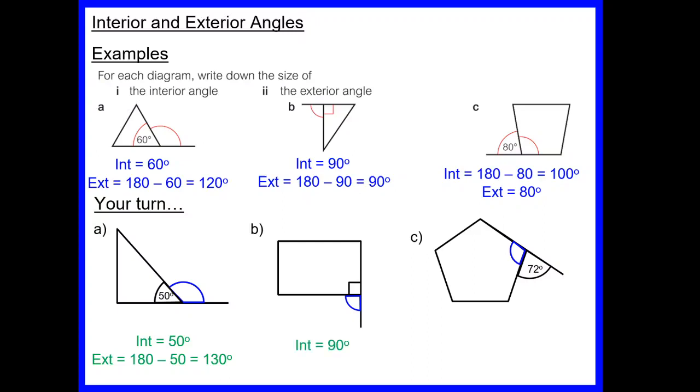For B, our interior angle is 90 degrees, given by the right angle symbol, and our exterior angle, 180 minus 90, is also 90 degrees. For C, we've been given the exterior angle, so to find the interior angle, 180 minus 72 is 108 degrees, and our exterior angle was 72 degrees. Mark your work, make sure you're happy with that before you move on.